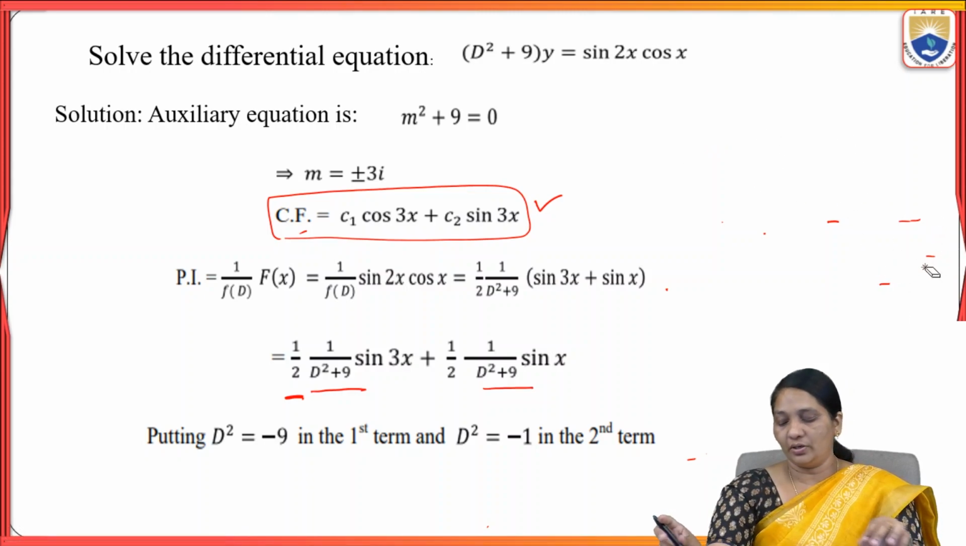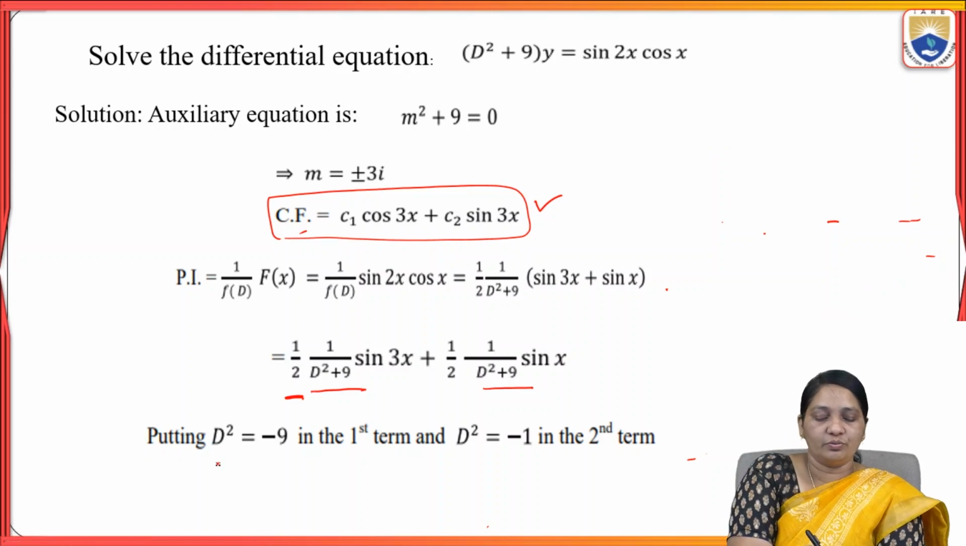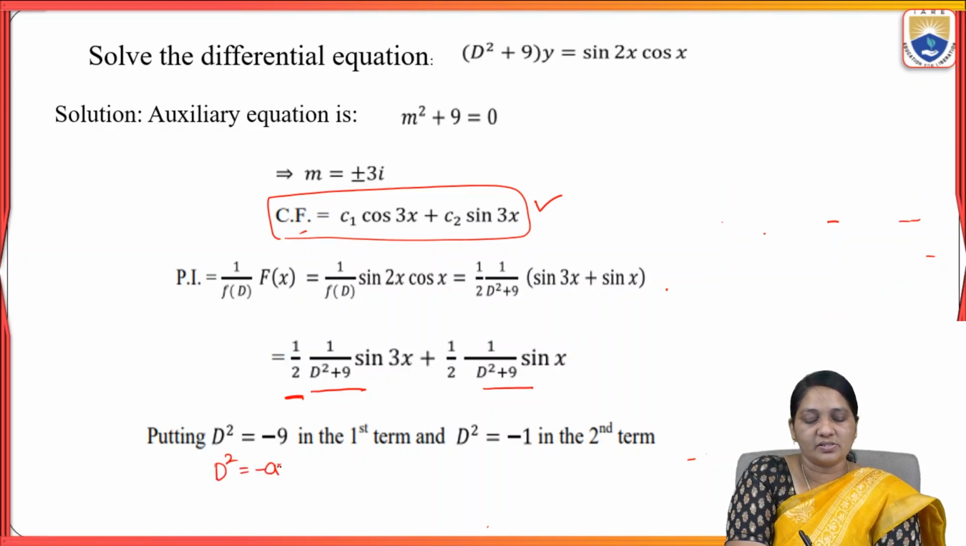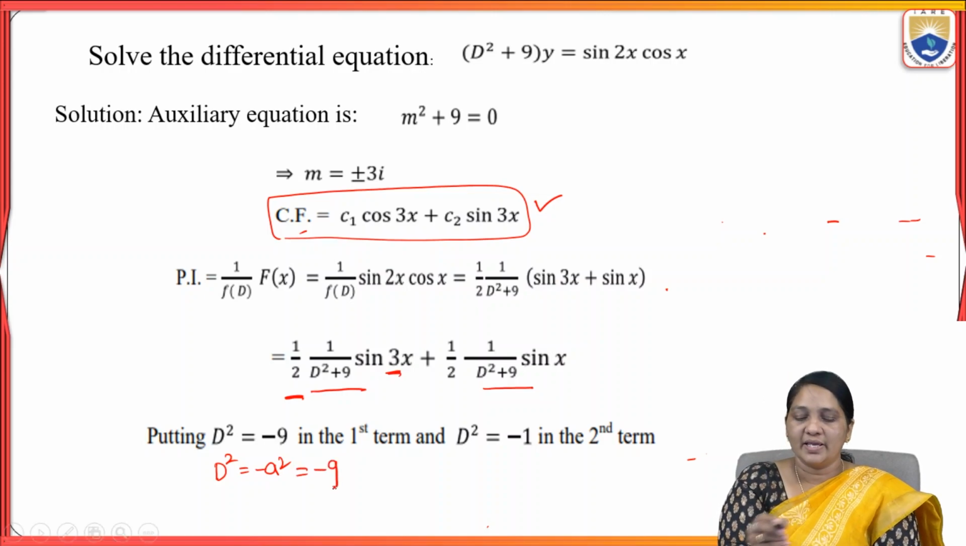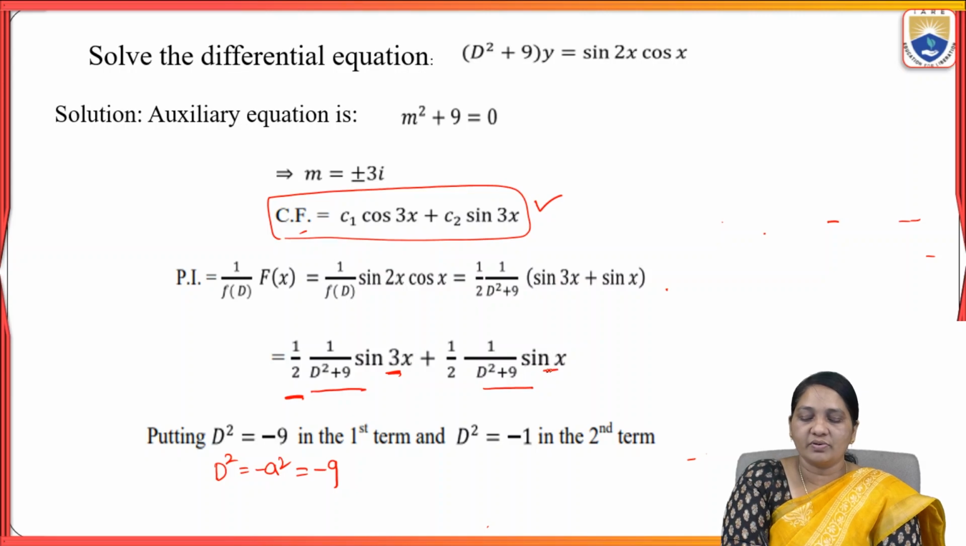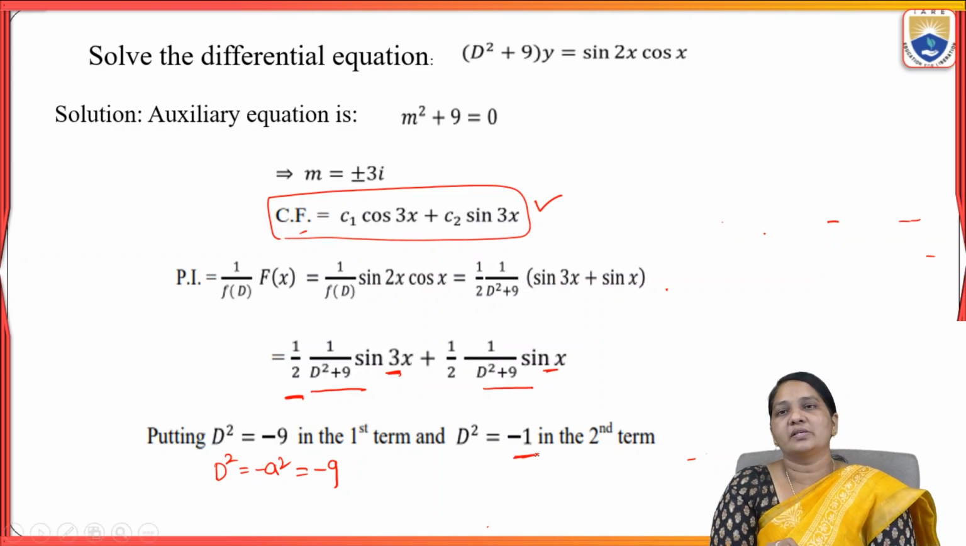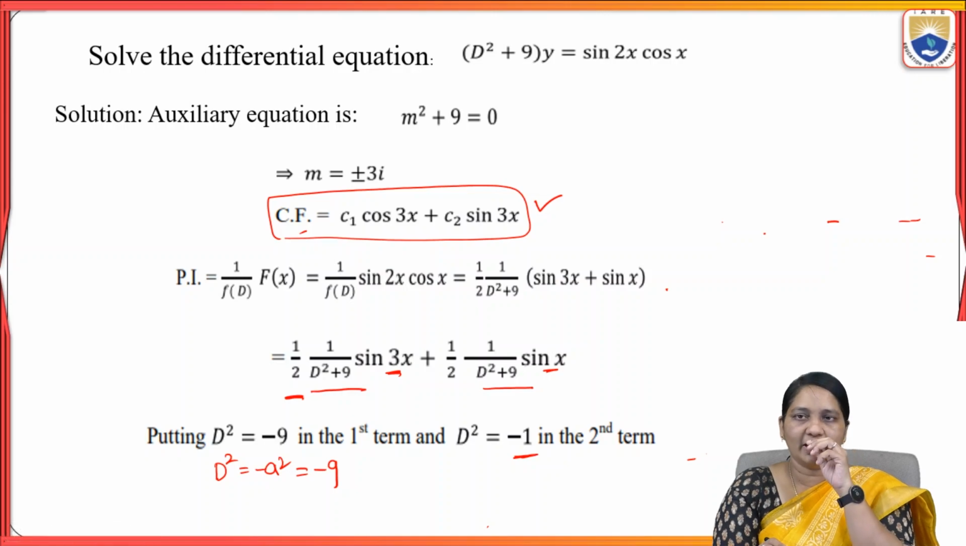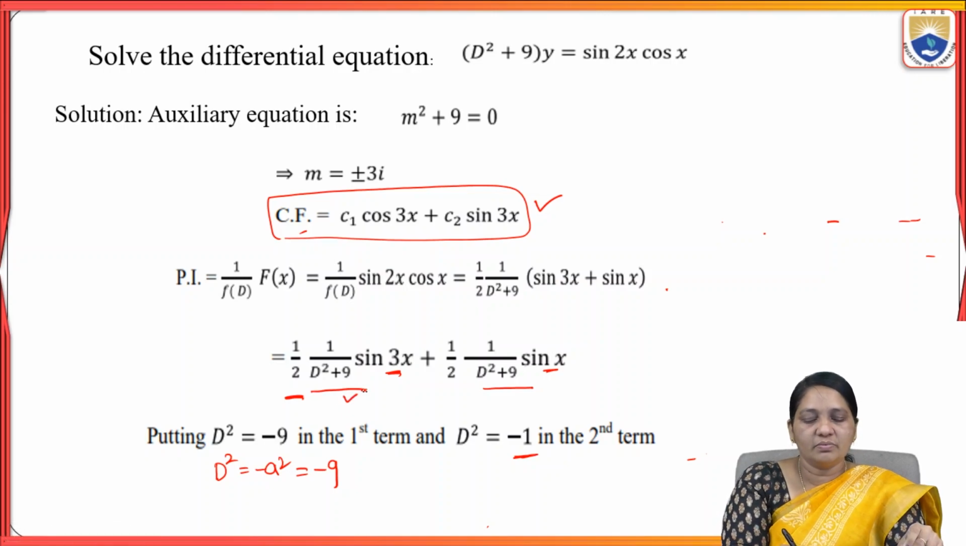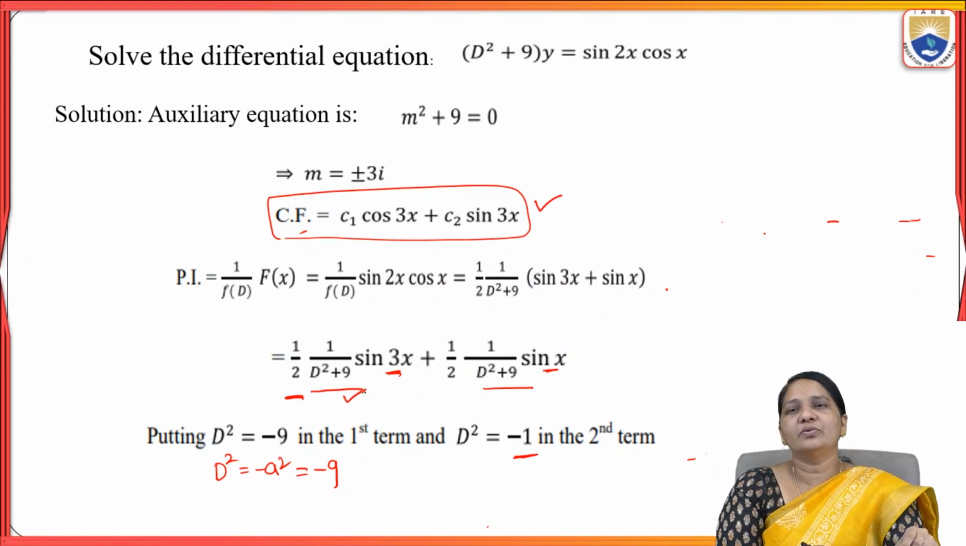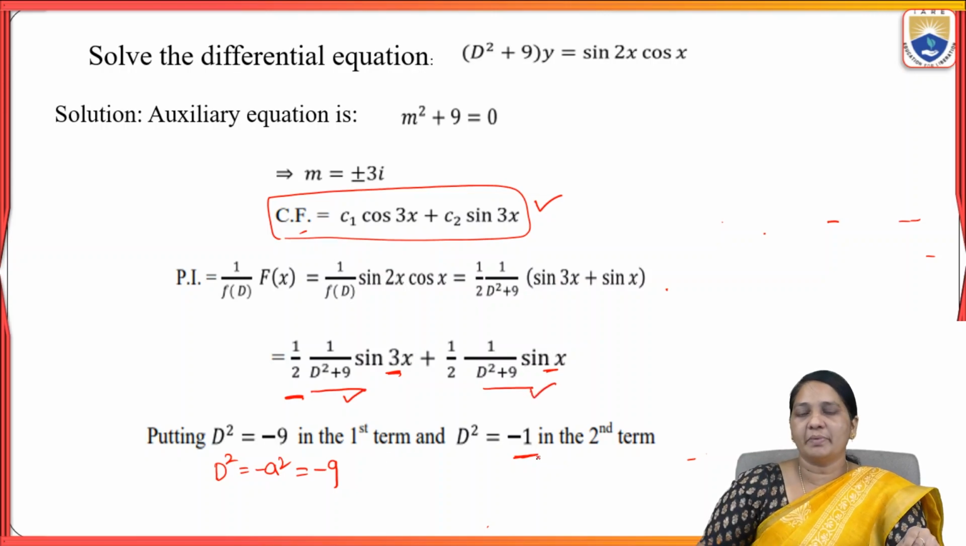So now we are putting the value d square equal to minus a square. In the first term, a value is 3, so we have to replace d square with minus 9. In the second term, a value is 1, so we have to replace a square value with minus 1. So in the first term, d square value is minus 9, and in the second term, we replace minus 1.